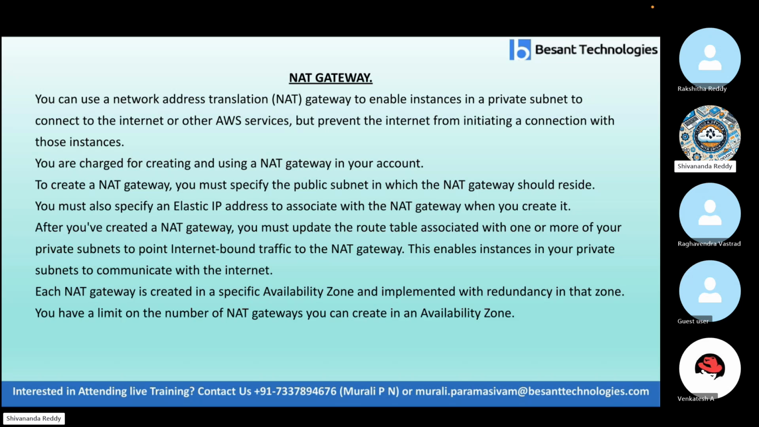Okay, I'll show that. You must update the route table associated with one or more of your private subnets to point the internet-bound traffic to the NAT gateway. This enables instances in your private subnet to communicate with the internet. Each NAT gateway is created in a specific availability zone and implemented with redundancy in that zone. So you have a limit on the number of NAT gateways you can create in an availability zone.